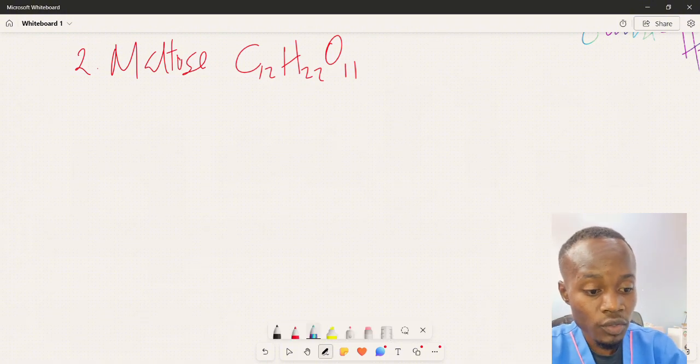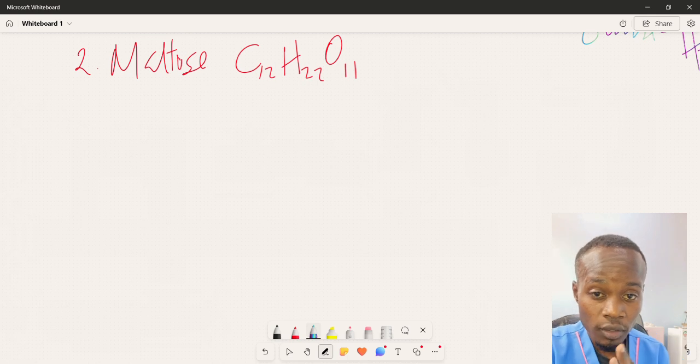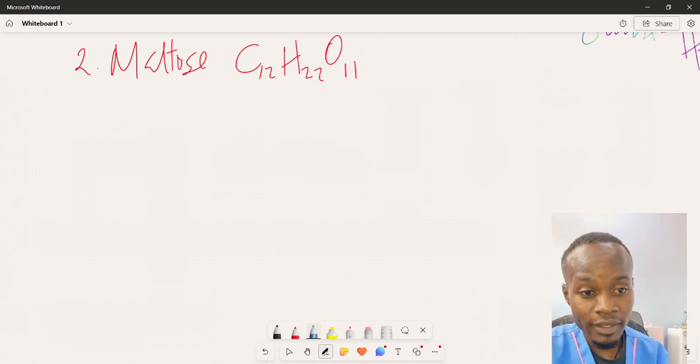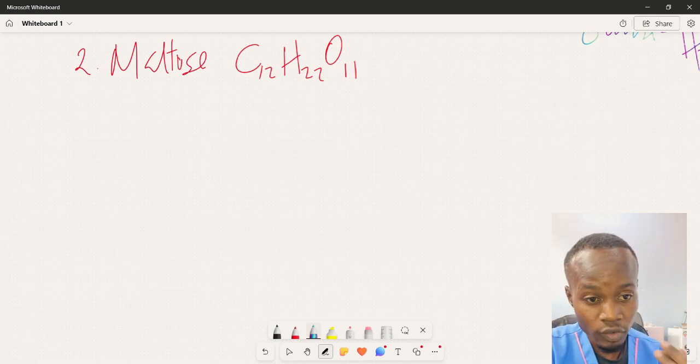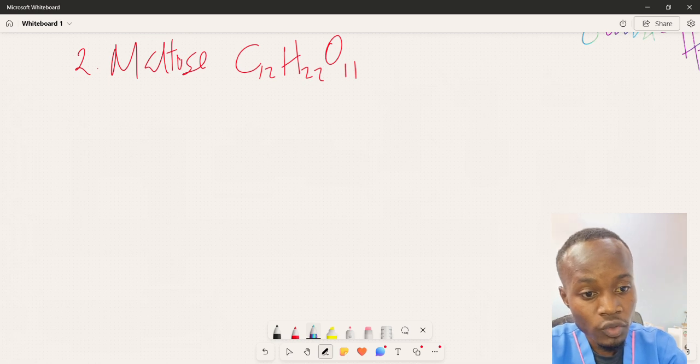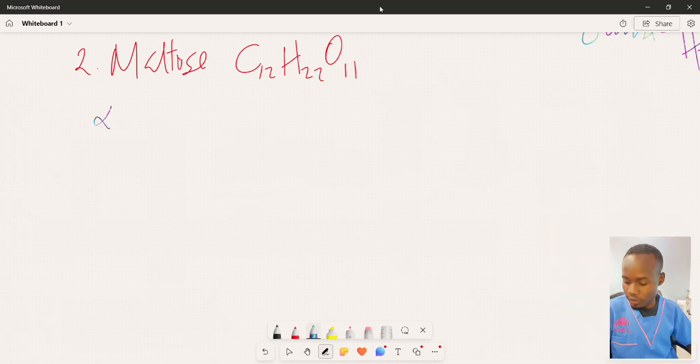So for maltose, we have two simple sugars, and they are always glucose and glucose. The glucose that make maltose are alpha glucose. Cut it short. So let me configure my lights and we go on.